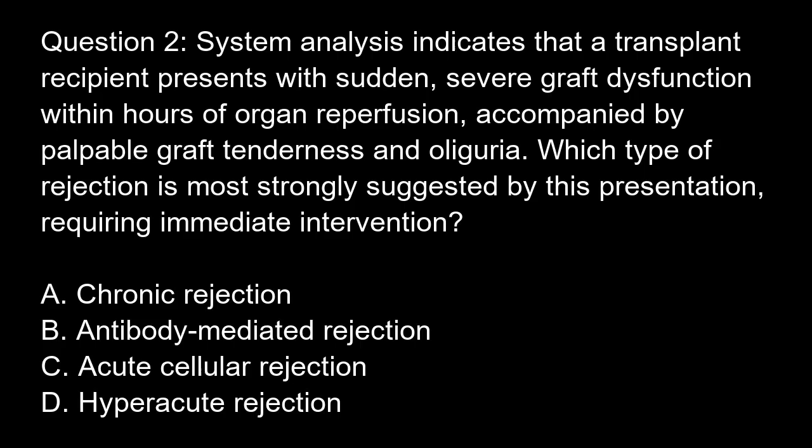Question 2. System analysis indicates that a transplant recipient presents with sudden, severe graft dysfunction within hours of organ reperfusion, accompanied by palpable graft tenderness and oliguria. Which type of rejection is most strongly suggested by this presentation, requiring immediate intervention? Option A, chronic rejection. Option B, antibody-mediated rejection. Option C, acute cellular rejection. Option D, hyperacute rejection.